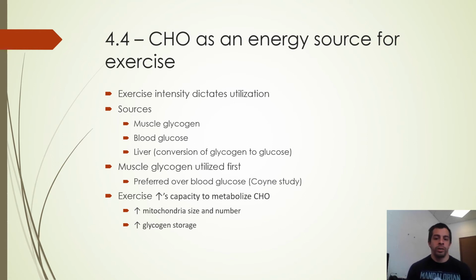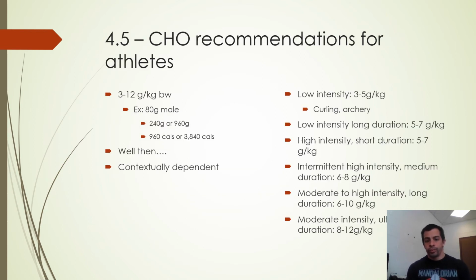Also to note about us utilizing carbs as energy, exercise increases our capacity to metabolize carbohydrates. What does that? Well, through chronic adaptations to training, there's an increase in our mitochondria size and number. More specifically, this usually happens with endurance adaptations. We can also increase our glycogen storage. I already said that. The slide prior to this talked about a 20 to 30% increase in muscle glycogen storage just by regularly exercising.